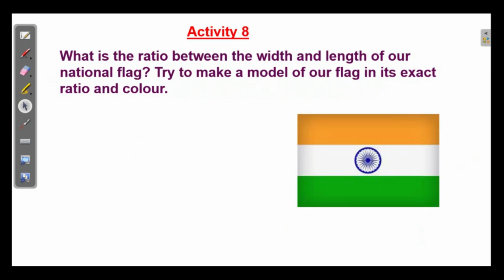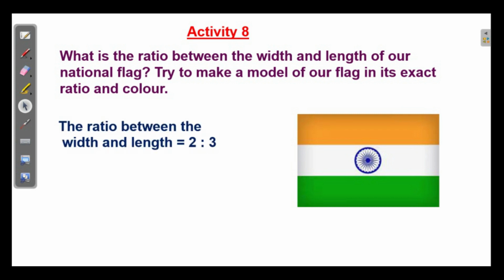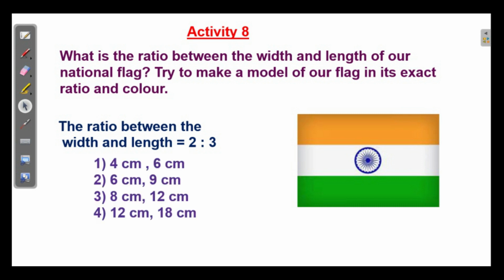What is the ratio between the width and length of our national flag? Try to make a model of a flag in its exact ratio and color. The ratio between the width and length is 2:3. If we take 4 cm as width, we have to take 6 cm as length, and so on. Okay. Construct the flag properly.